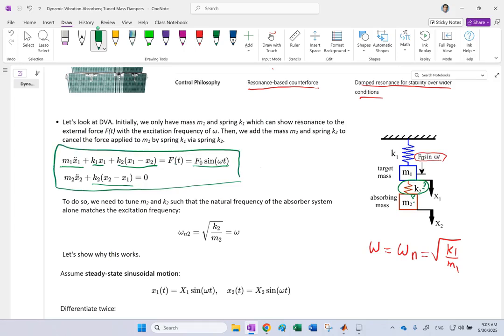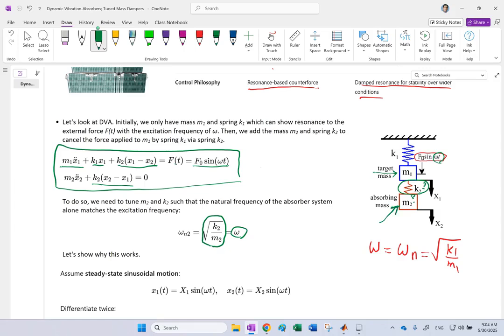Good. Now, I claim that if you pick K2 and M2 such that the square root of K2 over M2, which is the natural frequency of the M2 K2 system alone, is equal to your excitation frequency omega, then guess what? If you excite this system with this force F naught sine omega t, guess what's going to happen? This mass M1 is not going to move at all. It's just going to go stationary. As opposed to having a big resonance, it's not even going to move.